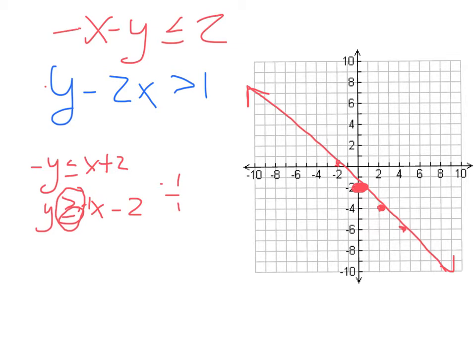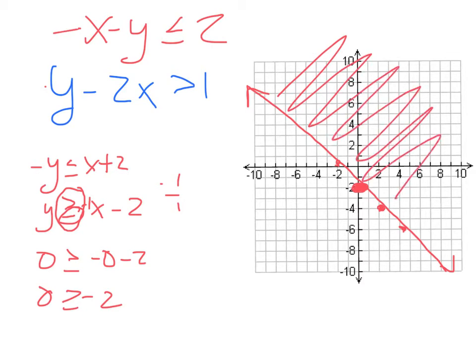Now I've got to figure out which side to shade. So I put in 0, 0. 0 greater than or equal to negative 0 minus 2, so I end up with 0 greater than or equal to negative 2. Is 0 greater than negative 2? It certainly is. So I'm going to shade the side that 0, 0 is on.